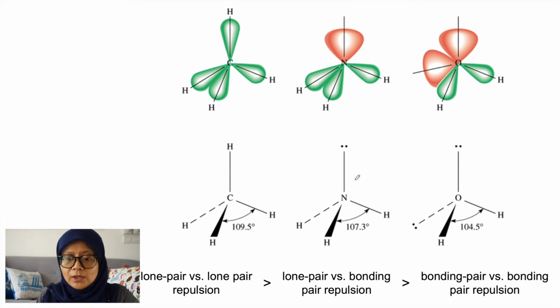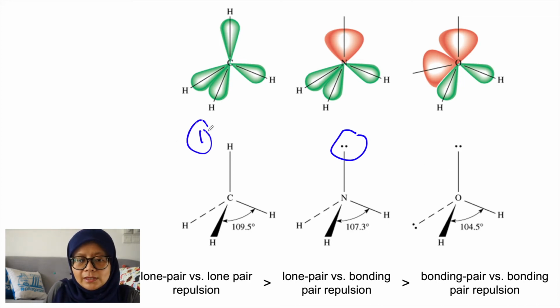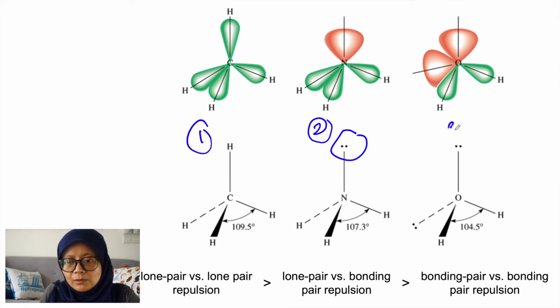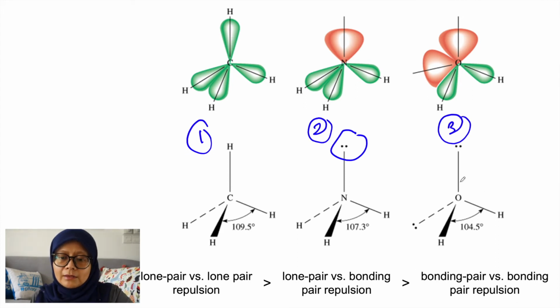While for the second situation, we have one lone pair on the central atom, which is nitrogen, with 3 bonds here. The angle between the hydrogen, nitrogen and hydrogen here is 107.3. So this is the first one, second and also third one. While for the third one, we have 2 lone pairs on the central atom of oxygen, and the bond angle H-O-H is 104.5.